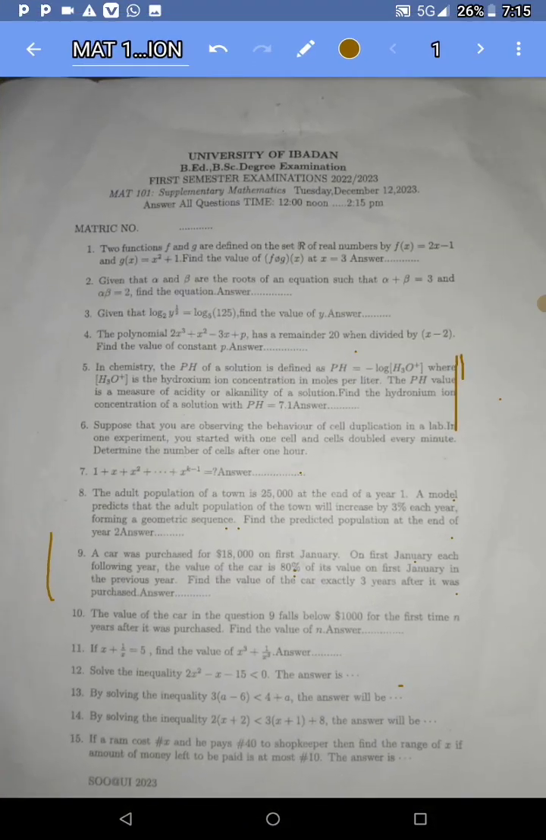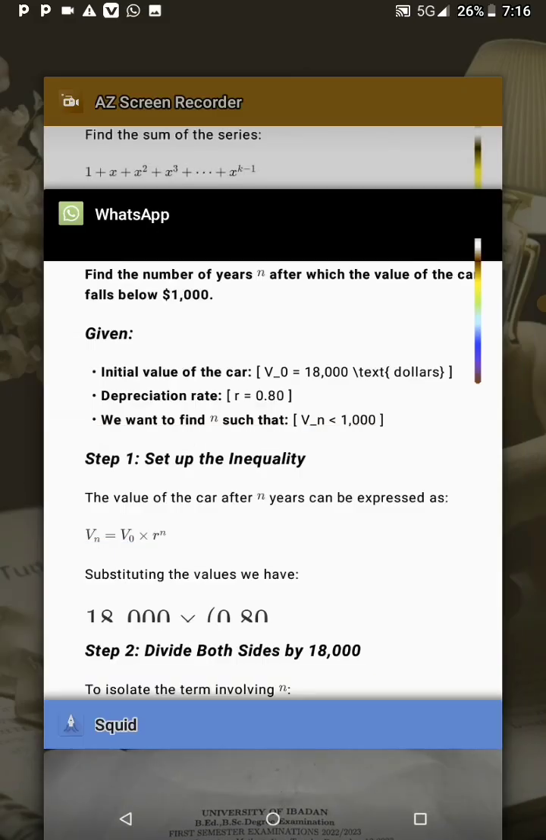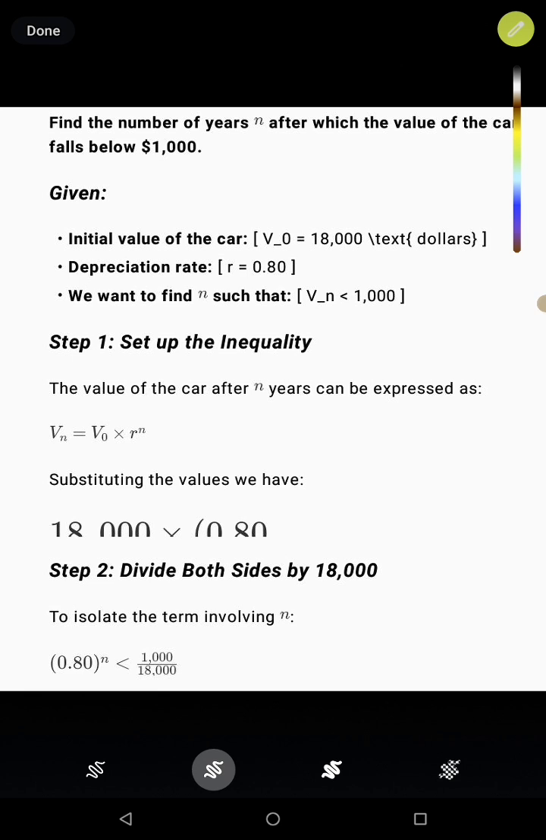That's number 10. The value of the car in question 9 falls below 1,000 for the first time in what year? You just want to know the first time it will fall below, because the value is decreasing. We know there will be other times where it will fall even lower. In fact, later it will devalue to the point where it's almost 500, 200, and maybe some $5 or thereabouts. We just want to know the first time it will fall below.